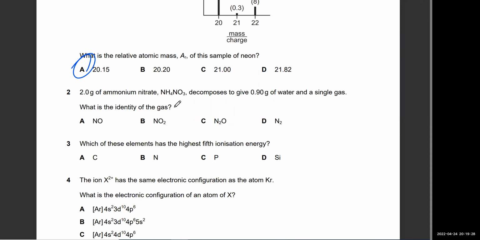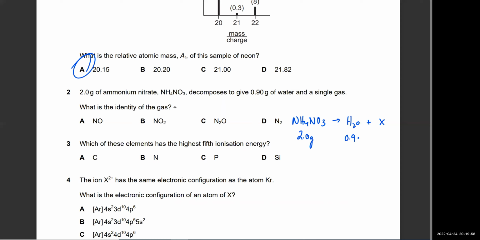Next one: 2 grams of ammonium nitrate decomposes to give 0.9 grams of water and a single gas. What is the identity of the gas? So you've got NH4, NH3, and he's saying it produces water, and there is some gas which is X, and you have no idea what that X is. They're asking you to figure out the identity of the gas. So this is going to be 2 grams, and this one over here is 0.9 grams of water.